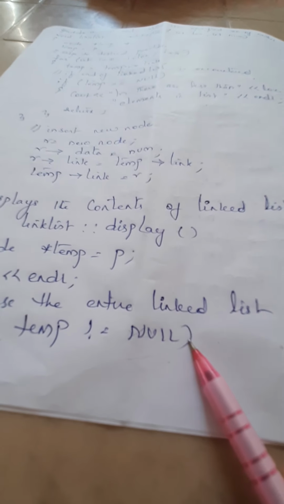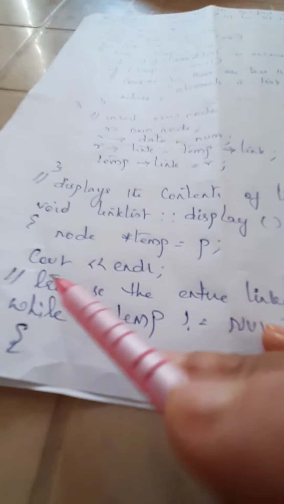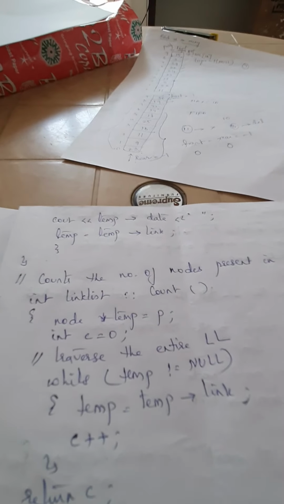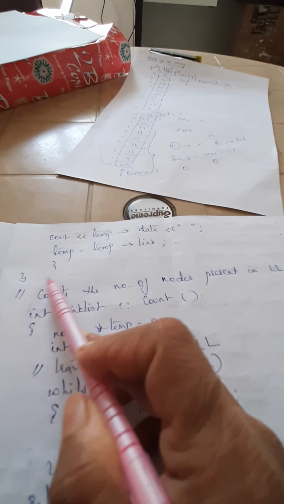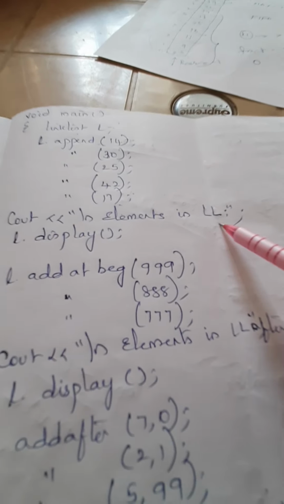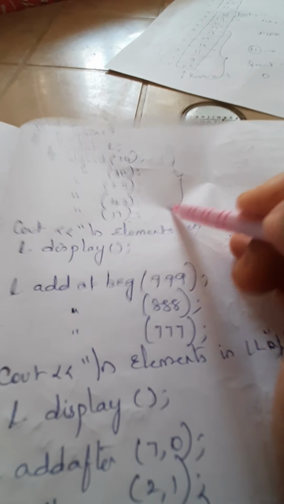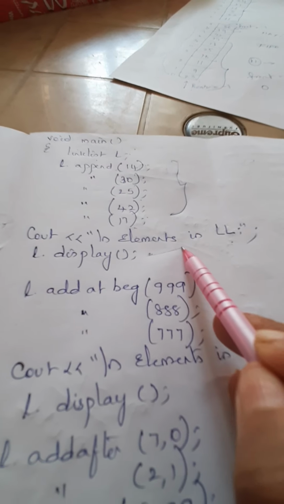Once you reach this particular statement, what happens? You will come out of the while loop. Once you come out of the while loop, there are no other elements to be displayed, so you will come out of the complete display function itself. So here what you are doing is adding the elements and displaying the elements after the use of the append function. We have appended 5 elements and displayed those elements.